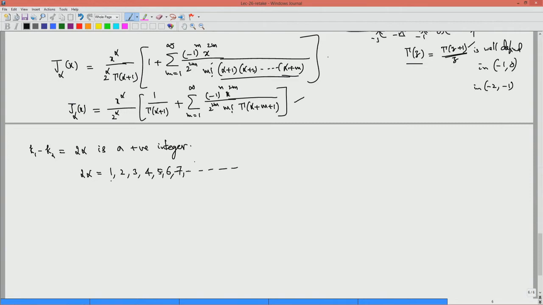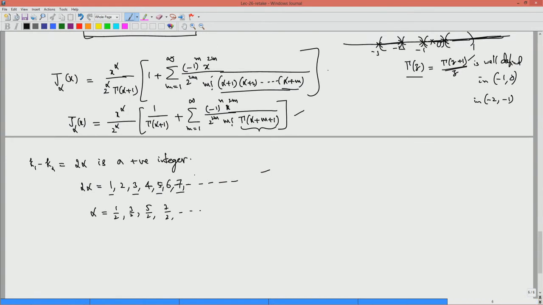So you look at the case when 2 alpha is 1, 3, 5, 7, all odd integers, so alpha is 1 by 2, 3 by 2, 5 by 2, 7 by 2 and so on. Okay. So you can look at this gamma function, gamma of alpha is half or 3 by 2 or anything. So half of an odd integer plus m plus 1 will never be a negative integer, whatever may be the case. This will always be positive, so it still is well defined, right.